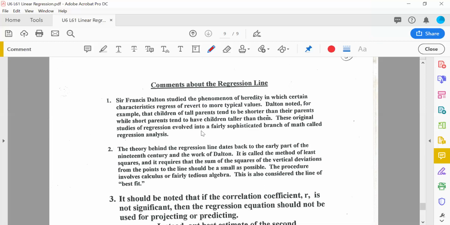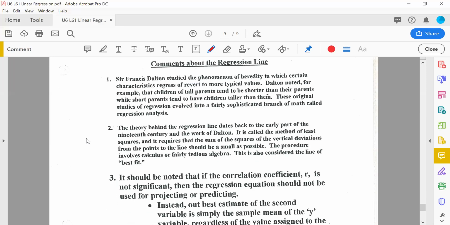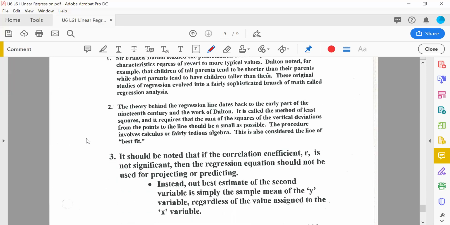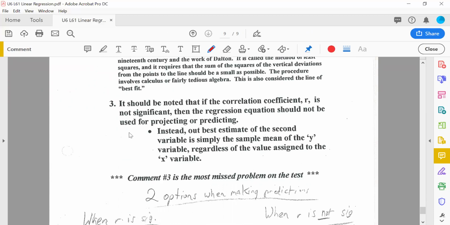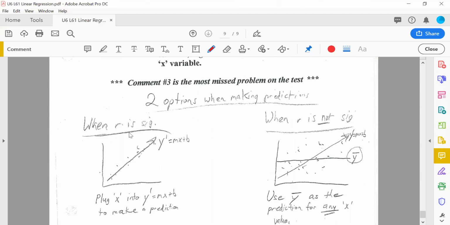And through these observations, he evolved the branch of mathematics called regression analysis. You can take many college courses on regression analysis. The theory behind regression dates back to the early 19th century, and this work from Galton. The vertical distances are made as small as possible. It involves calculus and tedious algebra, and it's called the line of best fit. Now, here is the most important thing.